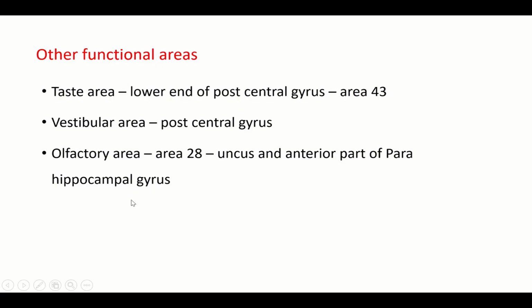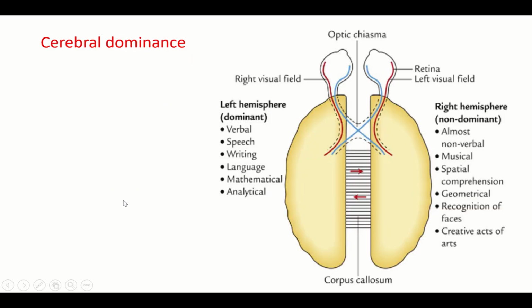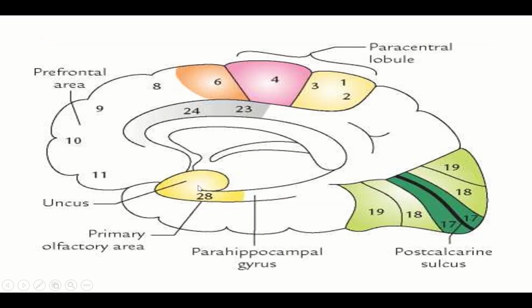Now, other functional areas. The taste area is located in the lower end of the post-central gyrus, area number 43. The vestibular area is also located in the post-central gyrus. Then the olfactory area, number 28, is located in the uncus and anterior part of the parahippocampal gyrus. You can see here, area number 28 is located here.